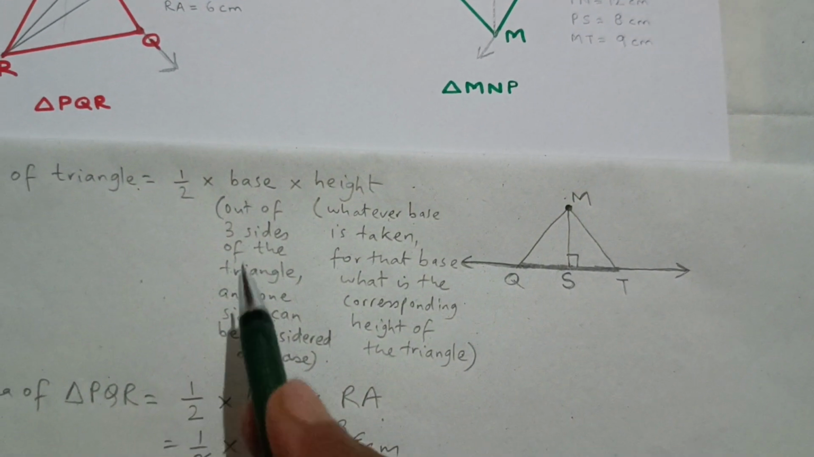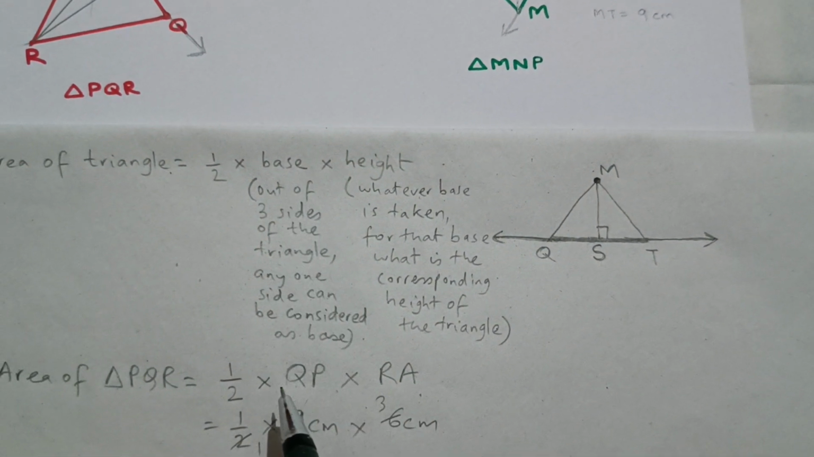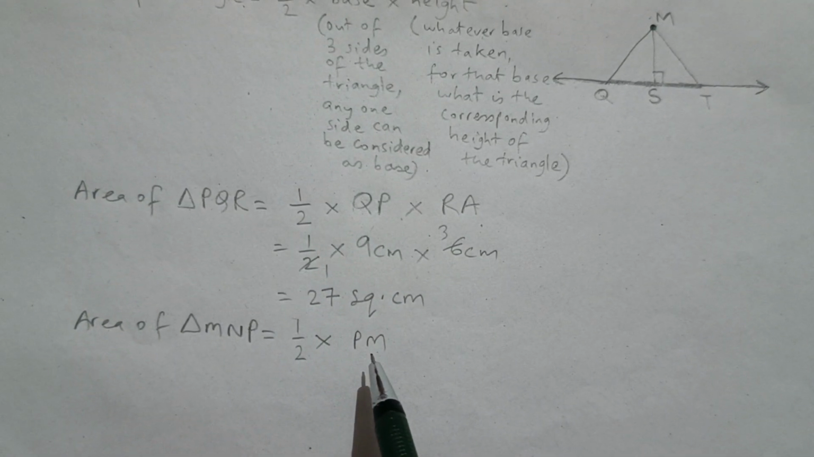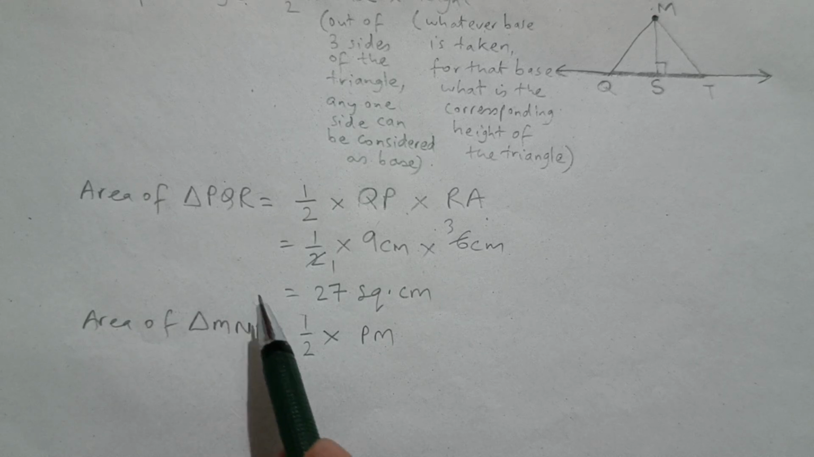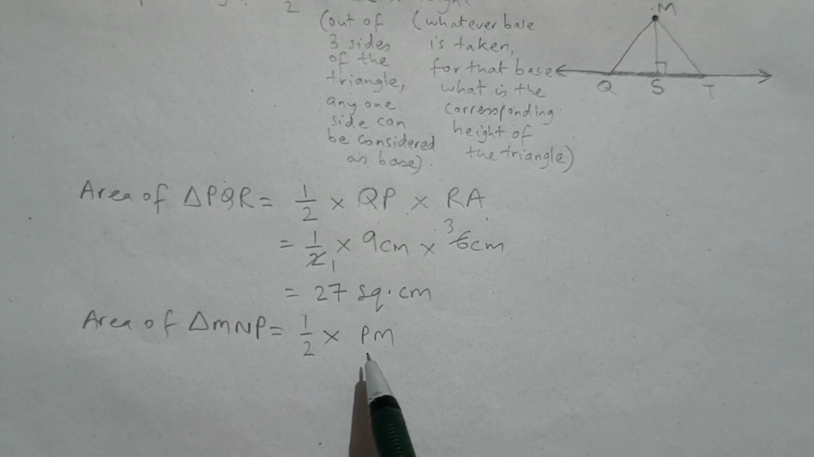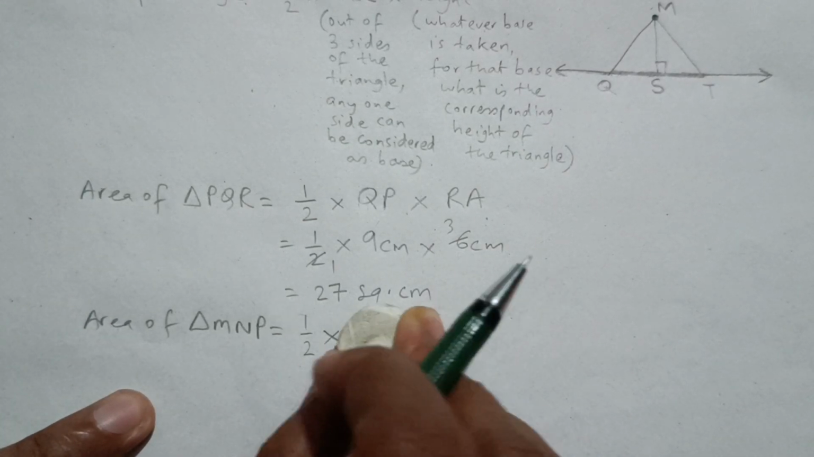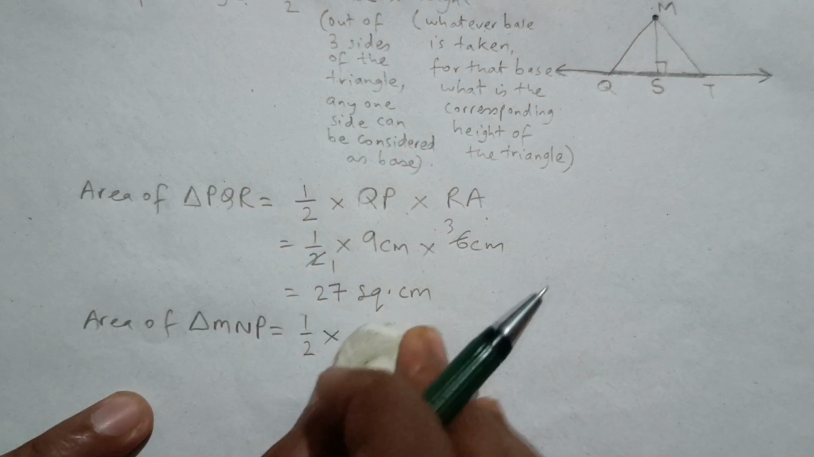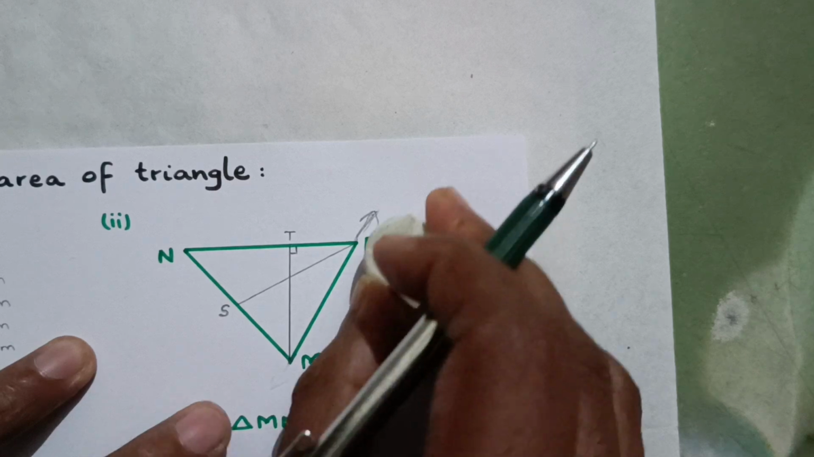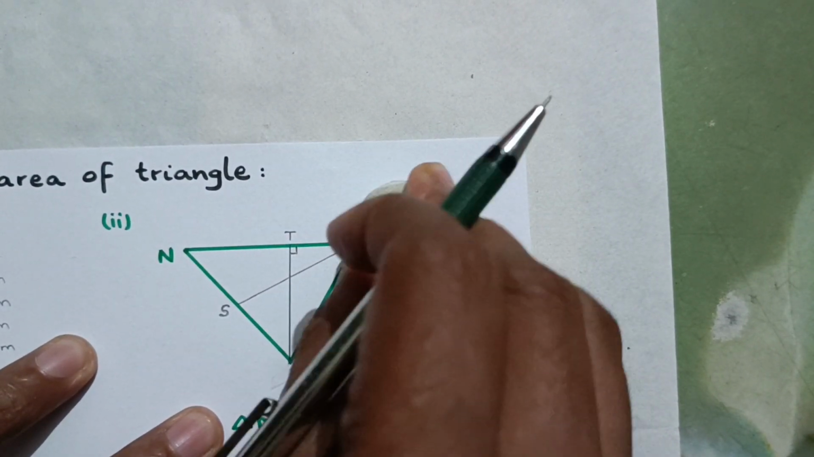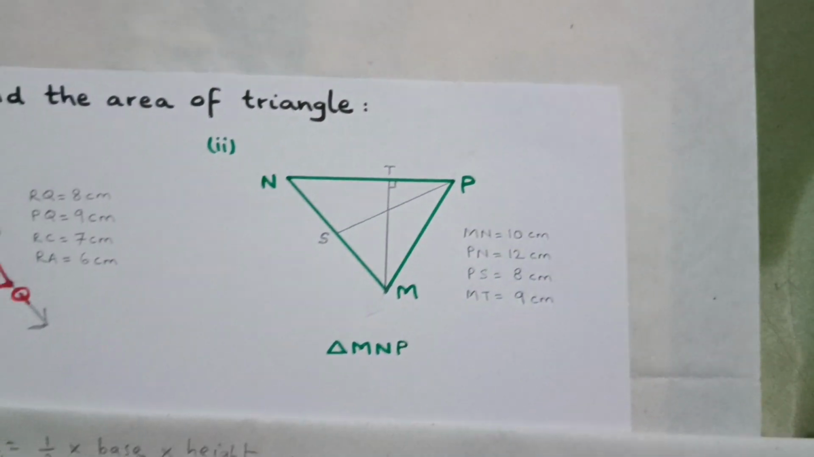So if I take PM as the base, I won't be able to solve this question because I don't know the value of PM. What is the measure of PM is not given to us. So if I take PM as the base, I can't find the area of triangle MNP because the value of PM is not given to us. So I can't take PM as the base. So I will rub these arrow marks on the line.